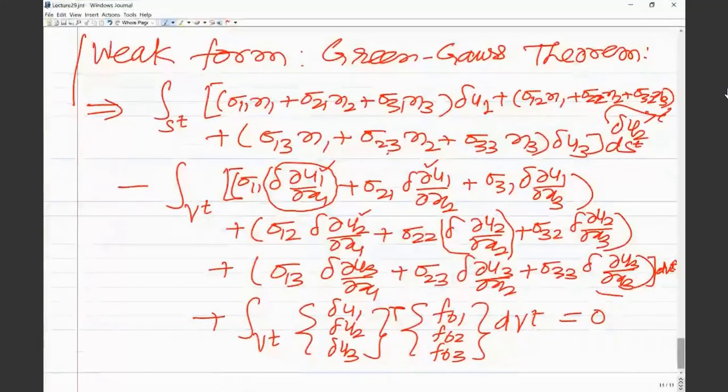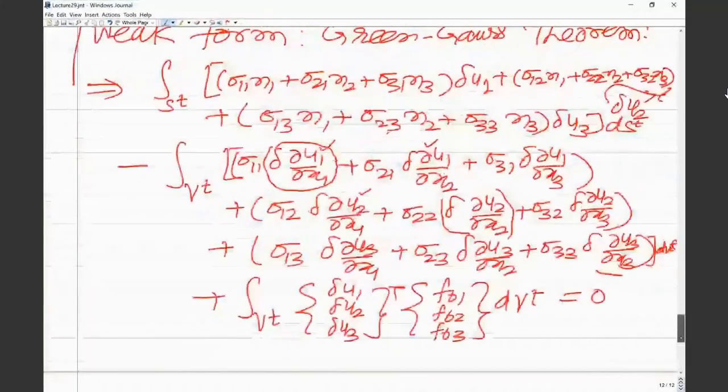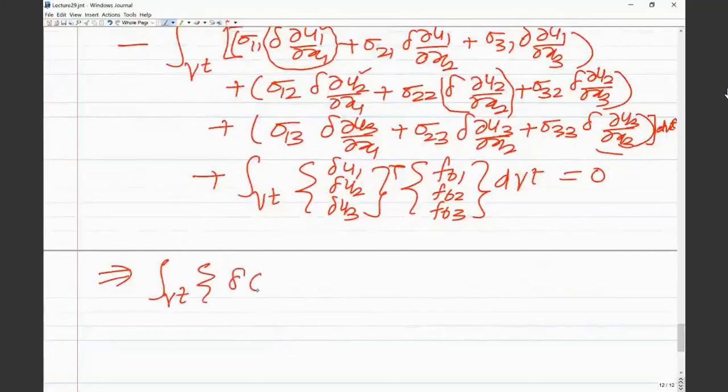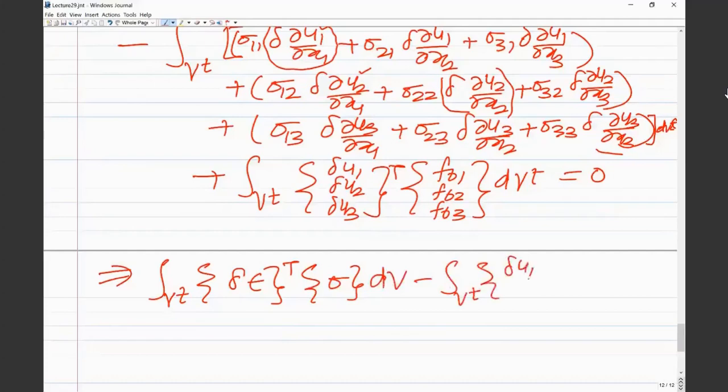So from the weighted residual statement using the Green-Gauss theorem, we are writing this weak form, and this weak form can be written, multiplying the whole thing by a minus sign, as the integral over Vt of delta epsilon transpose sigma, using the Voigt notation, dv, minus the integration over volume of the body force term, delta u1, delta u2, delta u3 transpose into fb1, fb2, fb3 dv.